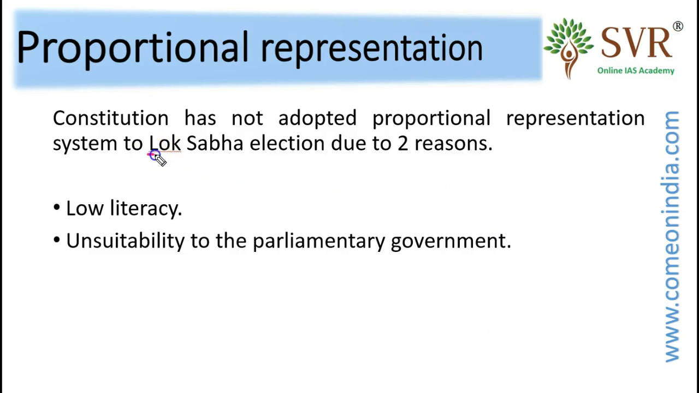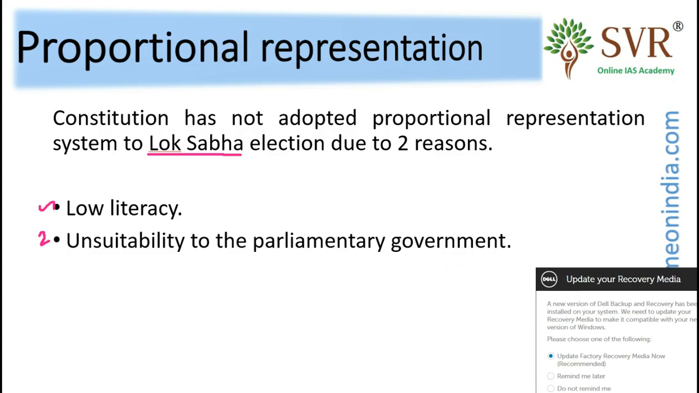The reason is, at the time of independence and at the time of the constitutional enactment, the literacy rate of India was at its very ebb. So, due to the low literacy rate, it was not possible to make the people understand the criticality of the proportional representation system. So, the constitutional makers decided not to adopt the proportional representation mechanism for elections to the Lok Sabha. And then the second important reason is, India is an ethnically diverse nation.